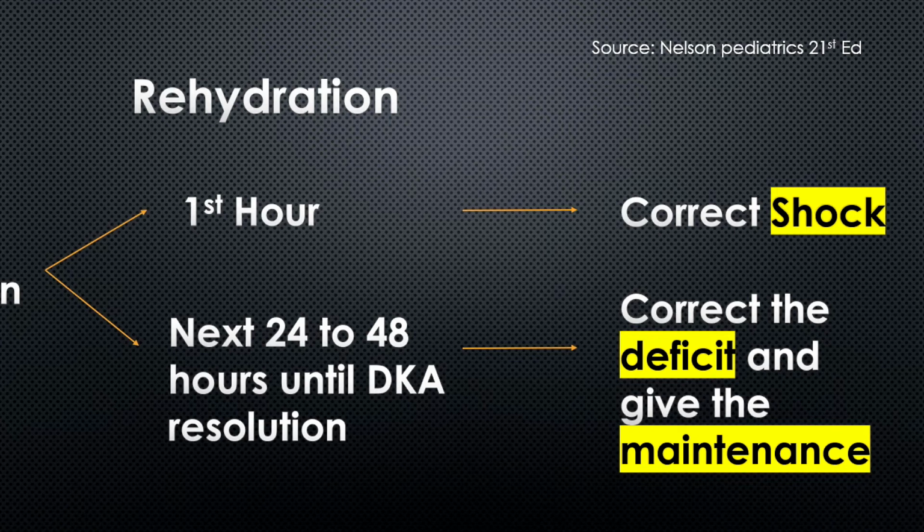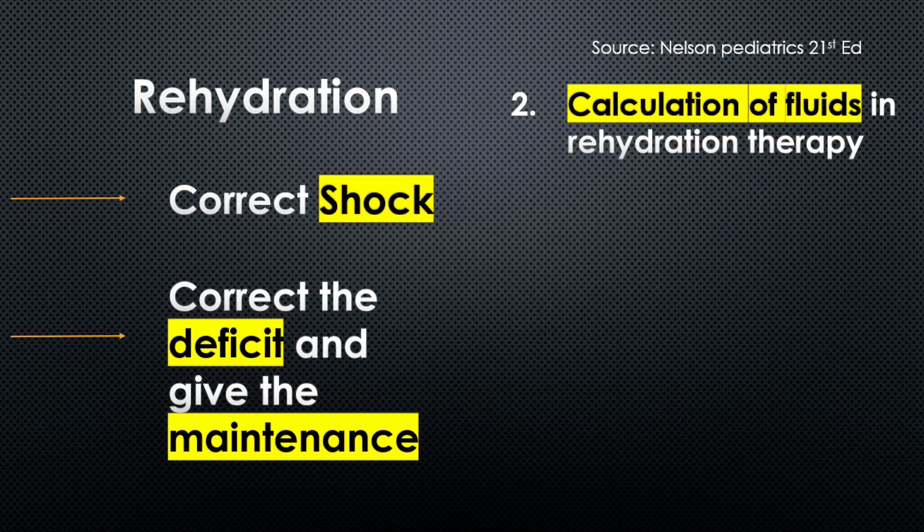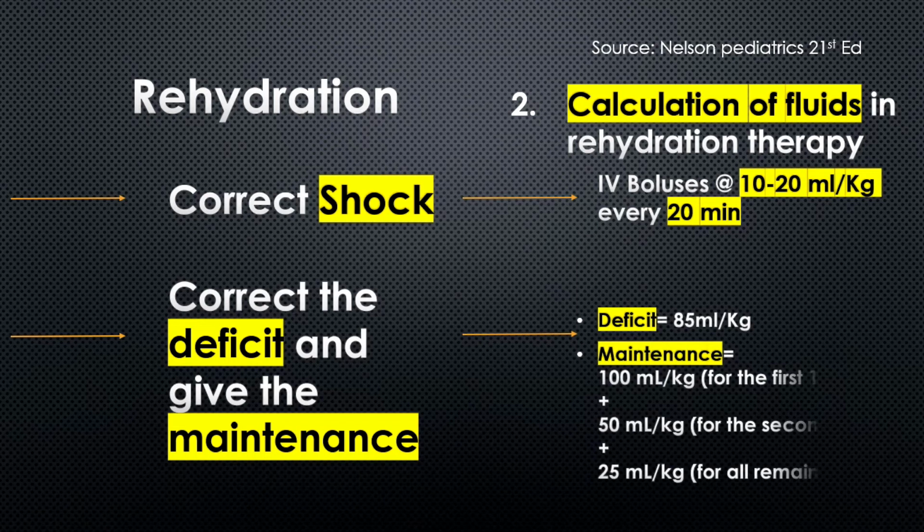Now coming to the next question, that is calculation of fluids in rehydration therapy. So for correction of shock, we have to give IV boluses at the rate of 10 to 20 ml per kg every 20 minutes. These boluses can be increased up to 60 ml per kg in 1 hour. For the correction of deficit and the maintenance, the deficit is calculated as 85 ml per kg and the maintenance is calculated as 100 ml per kg for the first 10 kg, 50 ml per kg for the second 10 kg and 25 ml per kg for all the remaining kgs.